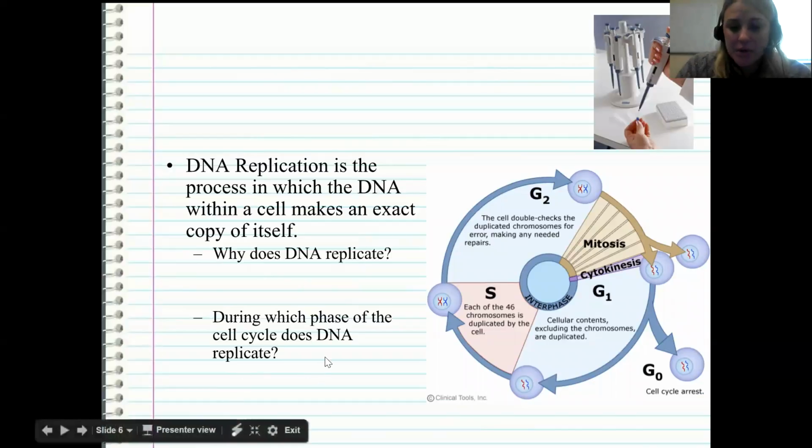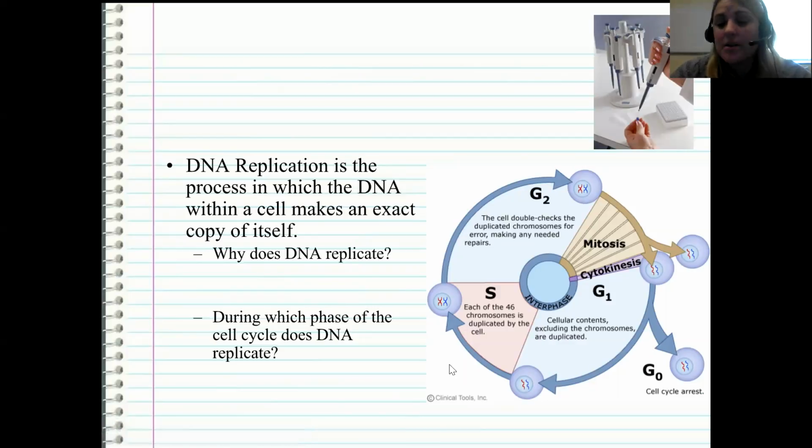Question number 2: during which phase of the cell cycle does DNA replicate? We also talked about this during mitosis, but it occurs during the S phase. So remember, this is the cell cycle, the cell's life, as I like to call it. We have our interphase, which contains G1, S, and G2, and then it goes into mitosis and cytokinesis. So the S phase, the synthesis phase of the cell cycle, is when DNA is replicated.